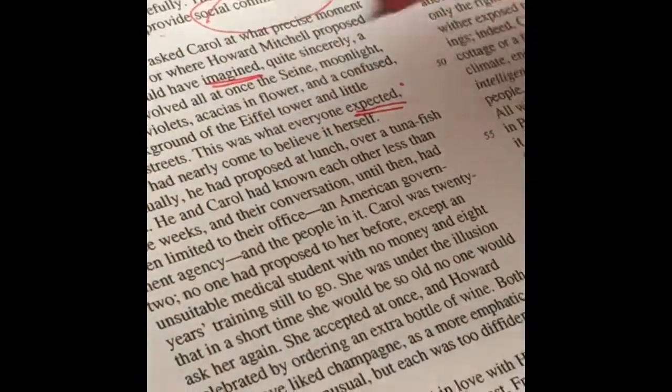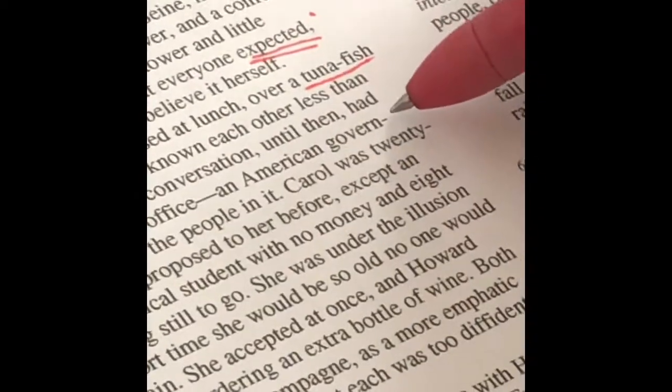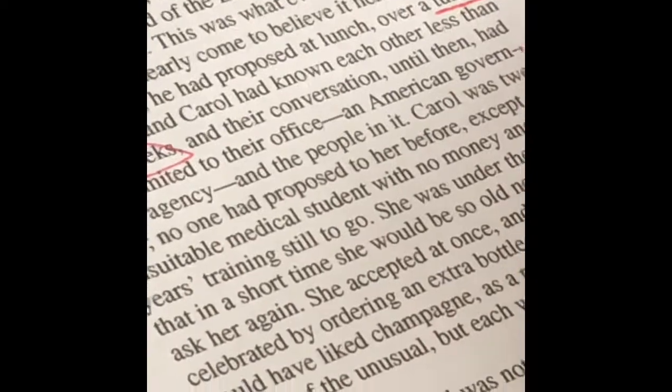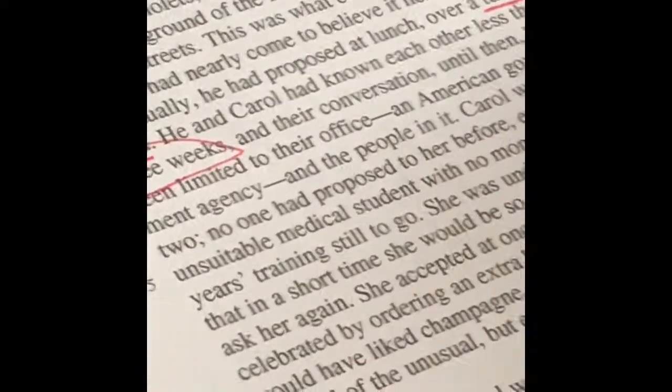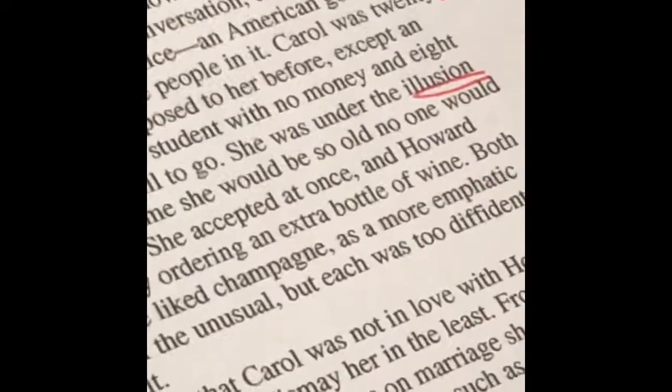Actually, he had proposed at lunch over a tuna fish salad. That's pretty sad. He and Carol had known each other less than 3 weeks, and their conversation until then had been limited to their office, an American government agency, and the people in it. Carol was 22. No one had proposed to her before, except an unsuitable medical student with no money and 8 years training still to go. She was under the illusion that in a short time she would be so old no one would ask her again. She accepted at once, and Howard celebrated by ordering an extra bottle of wine. Both would have liked champagne as a more emphatic symbol of the unusual, but each was too diffident to suggest it.